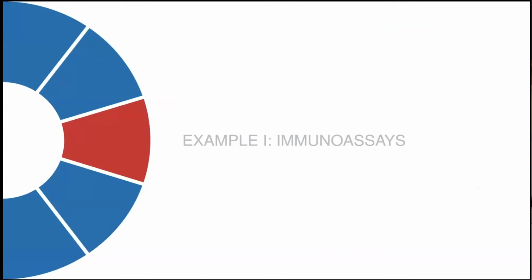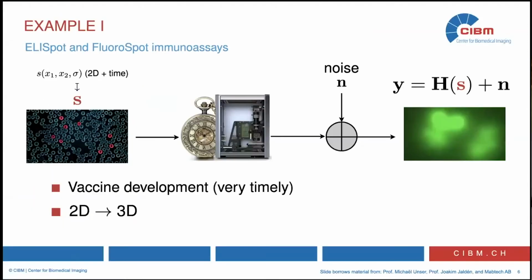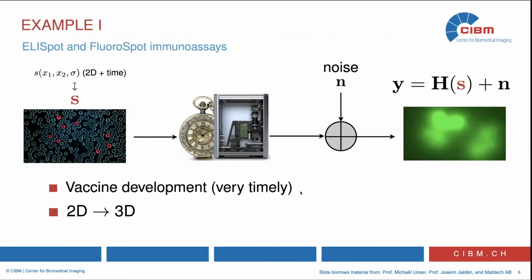So I'm going to start with an example, which is very close to my heart because I dedicated many years in my PhD to work with. And that is specifically relevant to the current situation because it's ELISpot and FluoroSpot immunoassays. So they are heavily used for vaccine development. This machine in the middle is something that came out of the research results in my PhD and is currently being used to try to find a vaccine for COVID. So I'm really happy about that.